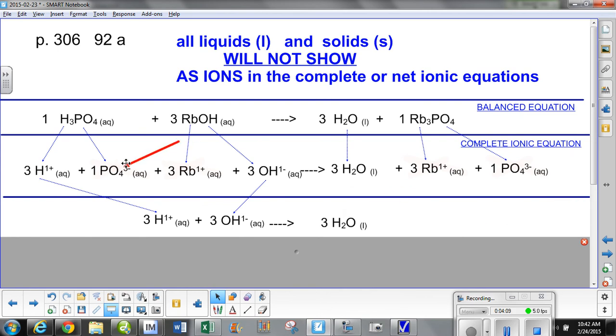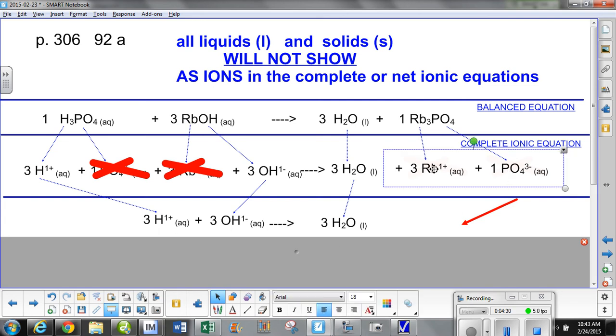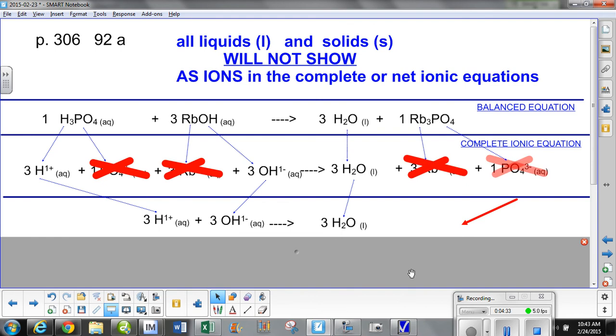See, the phosphate doesn't get involved. And the rubidium doesn't get involved. So essentially we're crossing them out, okay, because they're not going to be in the net ionic equation. And notice the water isn't going to change at all, it's just water because it was liquid. And this rubidium and this phosphate are going to go away.